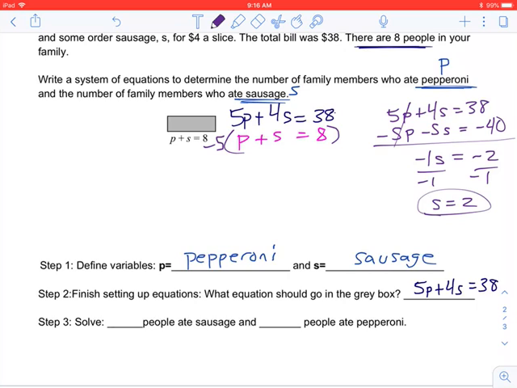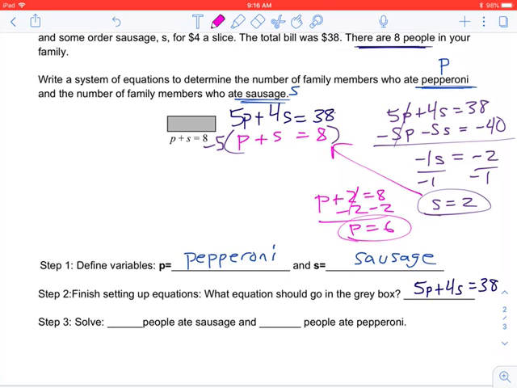Okay? Or 2 family members got sausage. There were 2 family members that got sausage. And so when you plug that back in, I've got P plus 2 equals 8. So there's a total of 8 people. So that means 6 people got pepperoni.